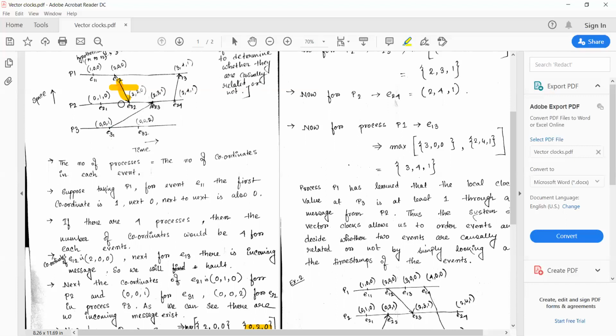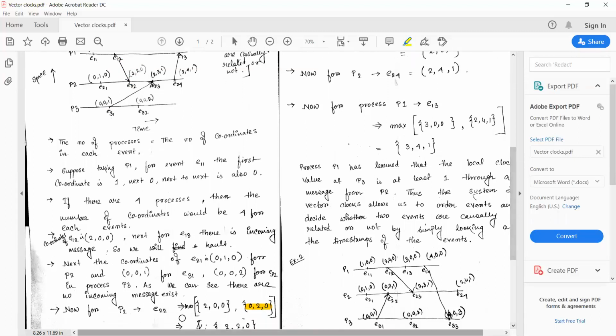0 to 0, because it has no record of P1 and P3, because no incoming messages have been coming. So 0 to 0 will be the default. Fine. But here an incoming message is coming. So what values have come from E12 to E22? That is 200. Okay, that is 200.